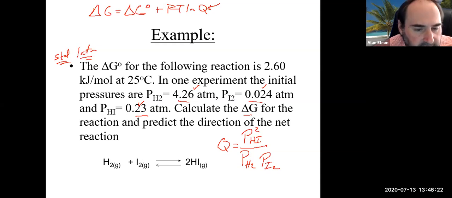Other things that we want to watch out for are units. We've got this value in kilojoules and this one in joules, so you need to do some type of conversion. Otherwise, you're going to run into some issues there. So let us flip the page here so I've got something to work with.